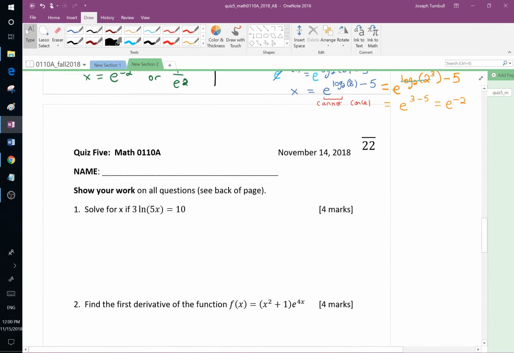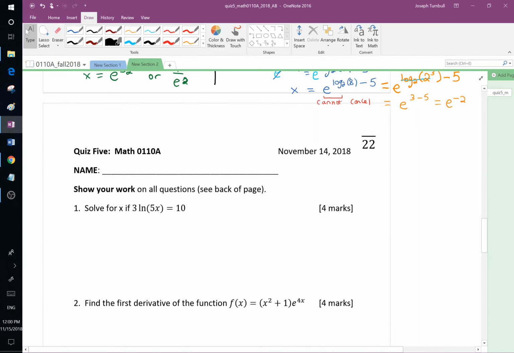Okay. The other code had some different questions. Some of them are the same, some of them are different, so I'll go through those as well. Number 1, asking to solve for x. So this is a different version, but same idea. X is currently trapped in a log function. So what we should be looking for is a way to get the ln function first isolated.